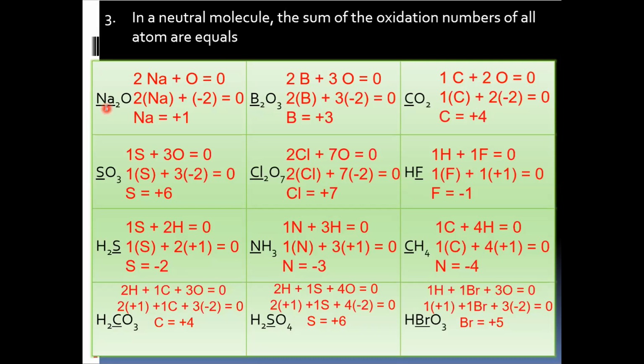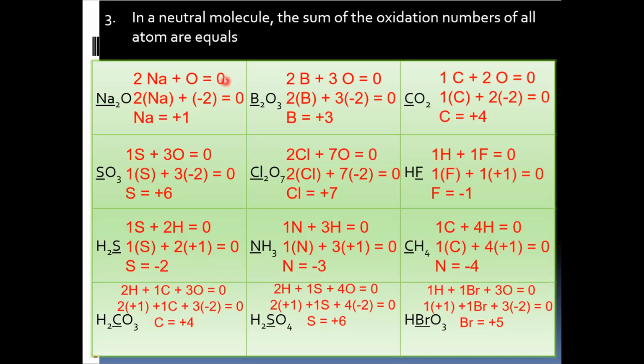Let's assume I don't know sodium belongs to group 1 on the periodic table. But at least one thing I know is that the oxidation state of oxygen is -2. Okay? I can determine the oxidation state of sodium. Let's see how to determine that. How many sodiums do we have here? 2. So I say 2 sodium plus how many oxygen?